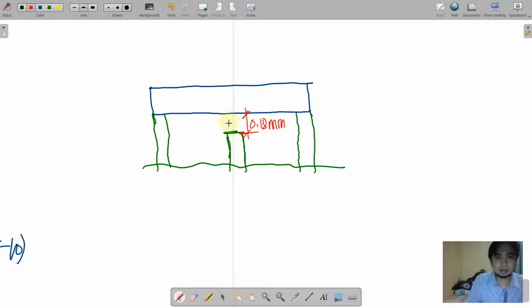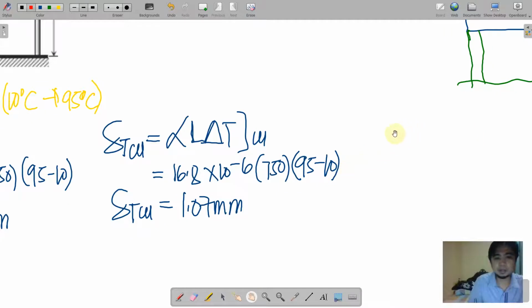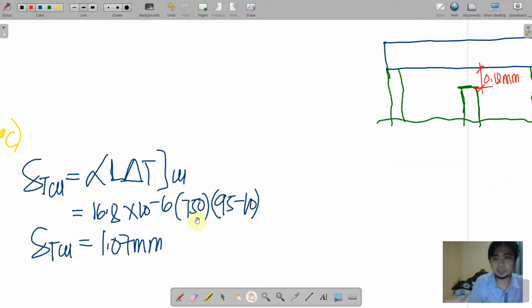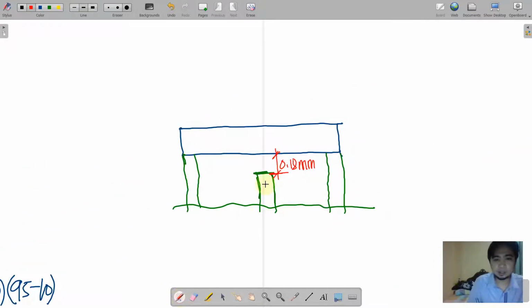We will now extend these three bars according to what we have computed. First, the aluminum will extend by 1.47 millimeters. See, this is the elongation of that rod.